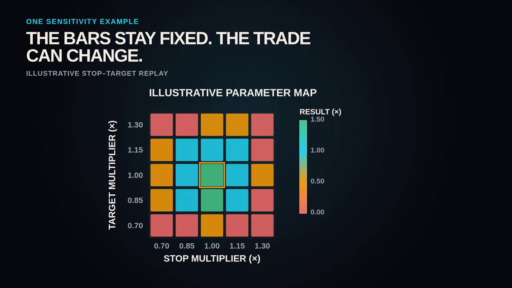Change the target to 102.20 and the winner may disappear again. The bars stayed fixed, but the resulting trade path changed. Repeating that operation across nearby stop and target choices creates the map.